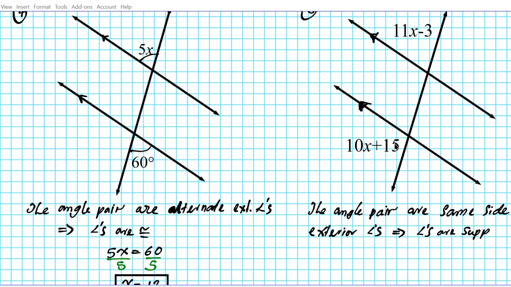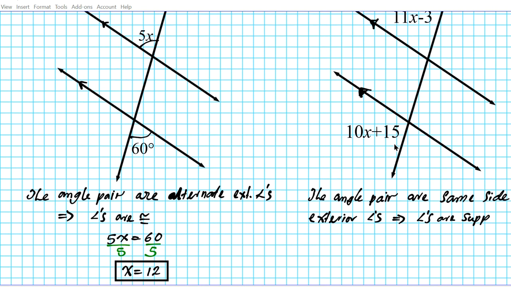All right, so we can use that piece of information to set up an equation. Let's go ahead and do that. So the equation we're going to set up is 11x minus 3, the first angle, plus the second angle, 10x plus 15. Since they are supplementary, they add up to what? They add up to 180 degrees, okay?